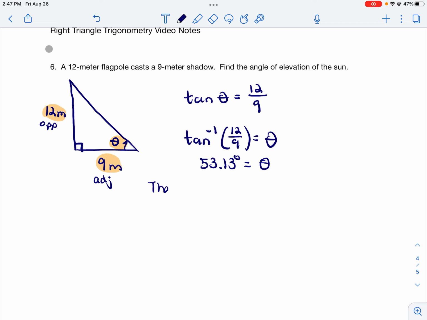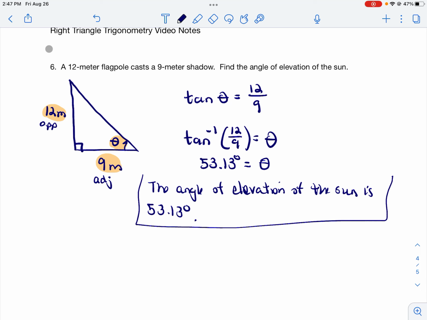Find the angle of elevation of the sun. So the angle of elevation of the sun at this given time is 53.13 degrees, or is approximately, you can write, or is about 53.13 degrees. And that's it. And that's how you do right triangle trigonometry.